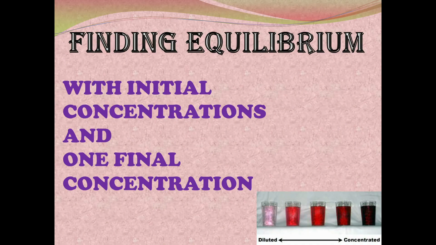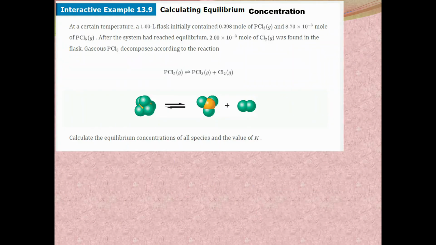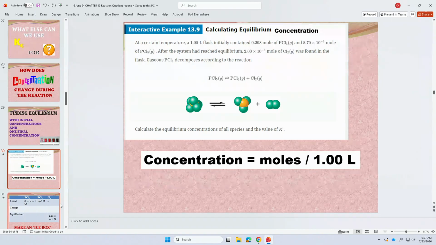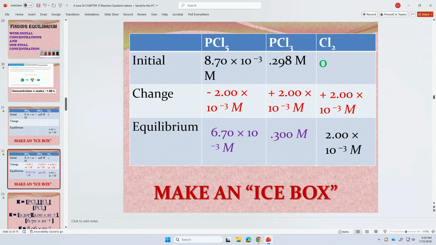So, finding equilibrium. If I'm given the initial concentrations and one final concentration, I should be able to find the rest of the final concentrations. Now, in 1127, the most hated thing students complained about was usually stoichiometry, having to balance an equation. We're now going to introduce you to the most hated part of 1128. In order to find these values, we have to create a table, and we're going to create something known as an icebox.